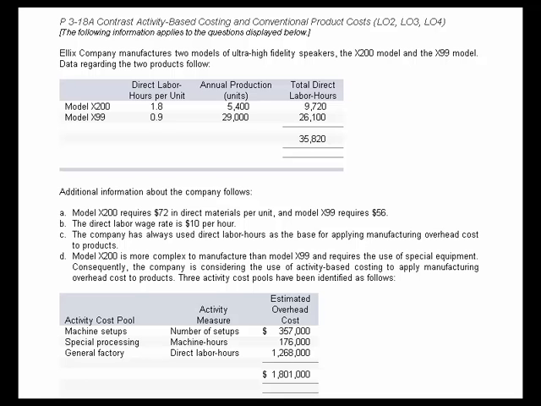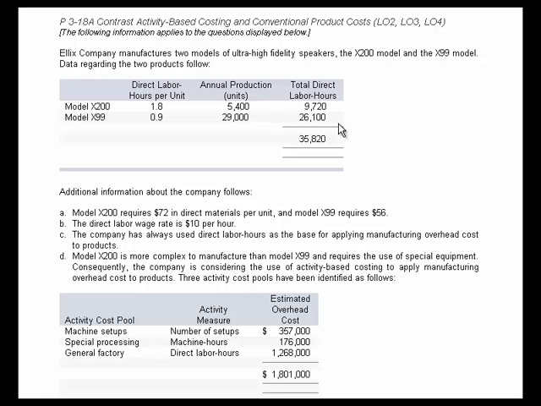Let's take a look at problem 3-18A, where we'll contrast activity-based costing to conventional product cost. So we have the Ilix company, and they manufacture two models of high-fidelity speakers, the X200 and the X99. And we've got annual production of the X200 at 5,400, X99 29,000.